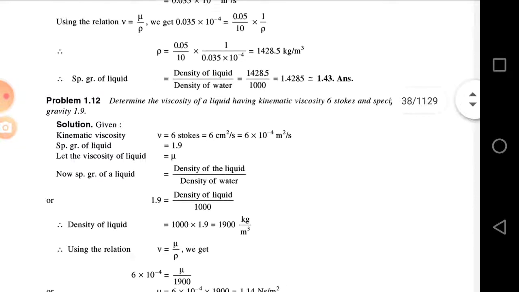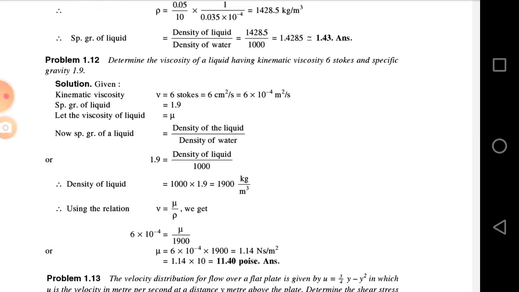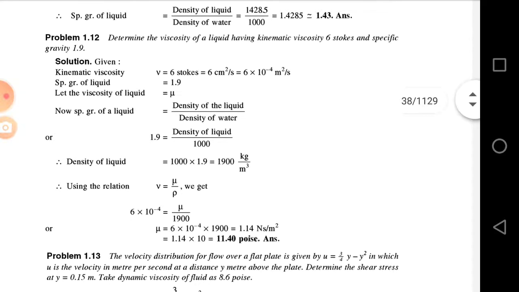Specific gravity of the liquid, being density of liquid divided by density of water, is 1.43. Another simple problem. Determine the viscosity of a liquid having kinematic viscosity of 6 Stokes and specific gravity 1.9. Kinematic viscosity is 6 Stokes, 6 into 10 power minus 4 meter square per second. Specific gravity of liquid is 1.9, and mu is viscosity of the liquid. Therefore, density of liquid is 1900 kg per meter cube.